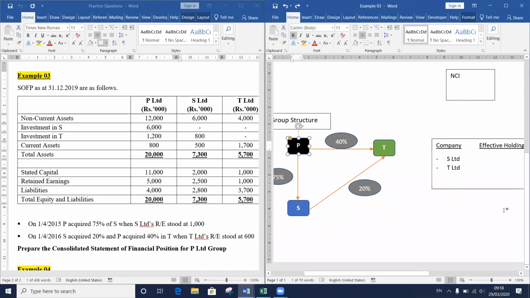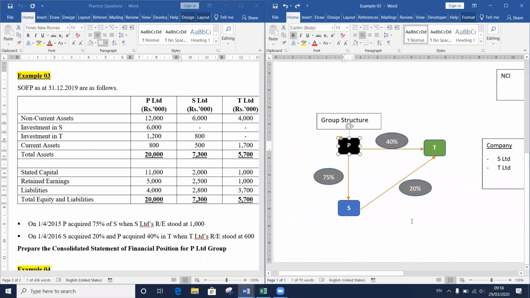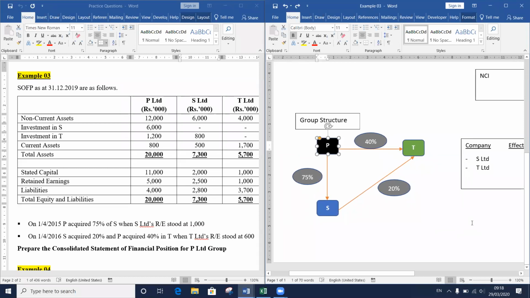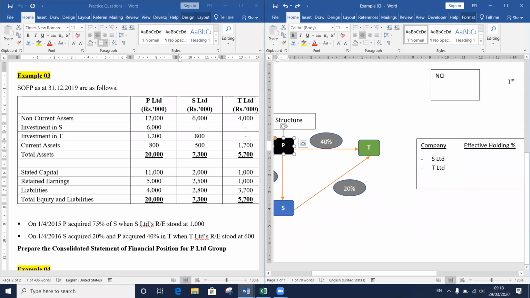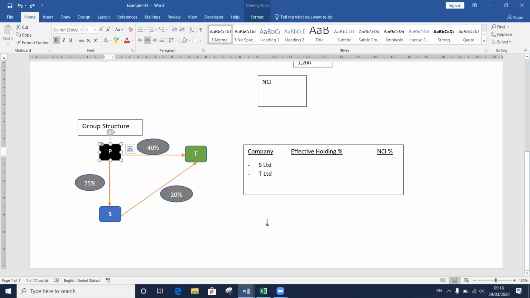Then what we need to do is determine the effective holding percentages and NCI percentages.